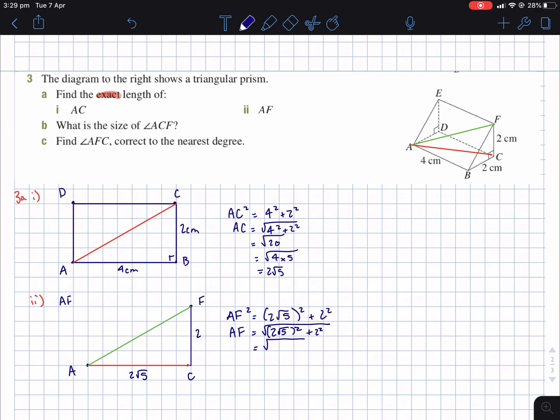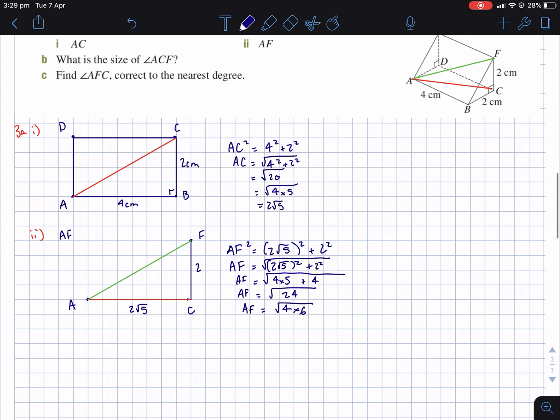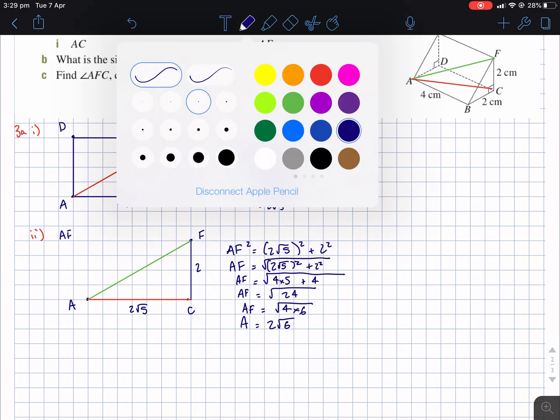So it's the square root of 2 root 5 squared, which is 4 times 5, plus 4, so it's the square root of 24. So that's the same as 4 times 6. Yep, 4 is the biggest square number that goes into it. So we get 2 root 6. So that's the exact length of AF.